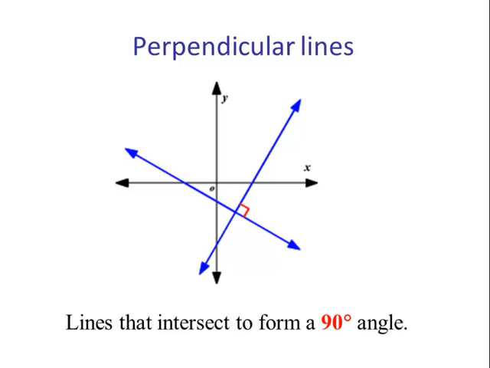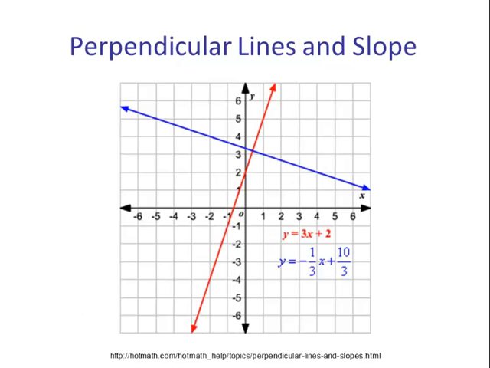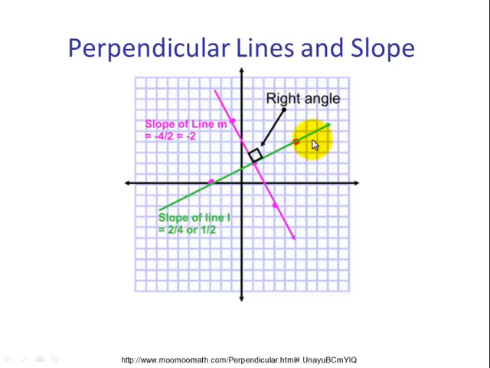Perpendicular lines. Lines that intersect to make a 90-degree angle. Perpendicular lines and slope. The slope of the blue line is negative 1/3. The slope of the red line is a positive 3. These two lines are perpendicular. Another example, the slope of the green line is a positive 1/2. The slope of the pink line is negative 2, or negative 2 over 1.